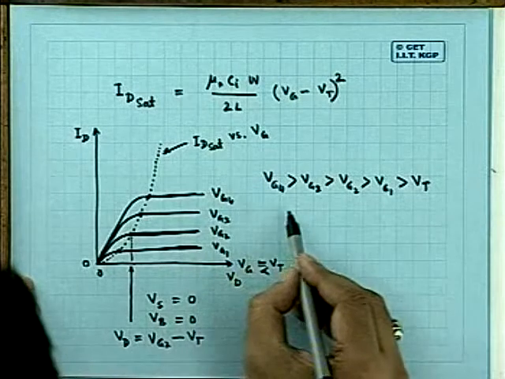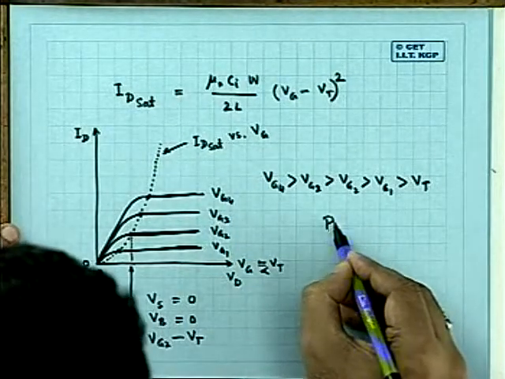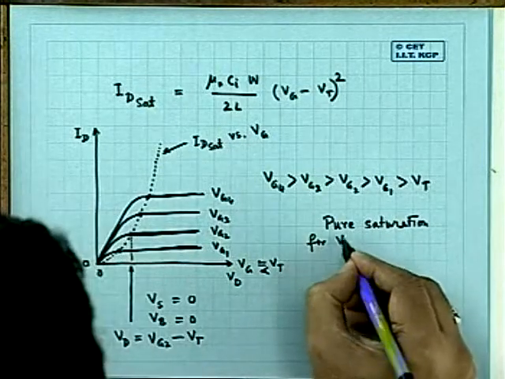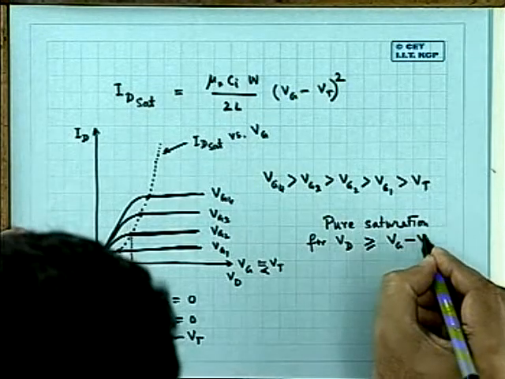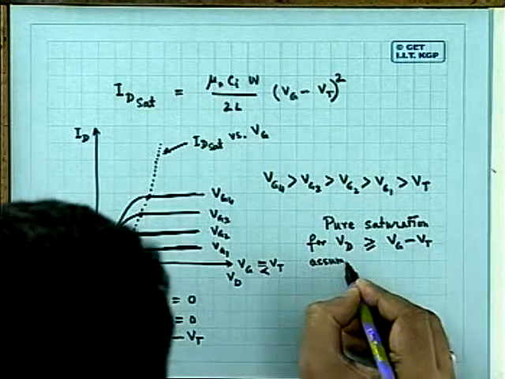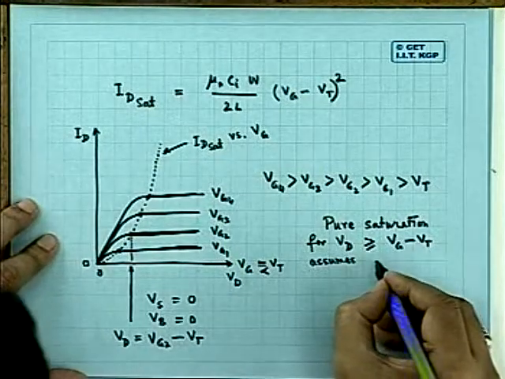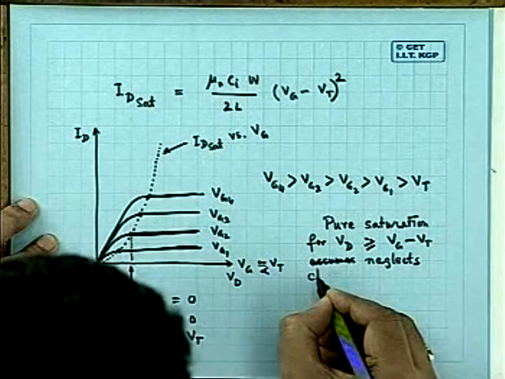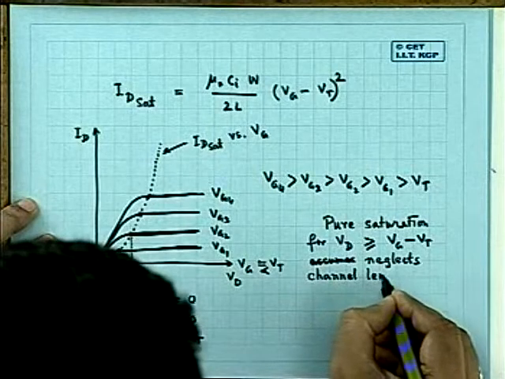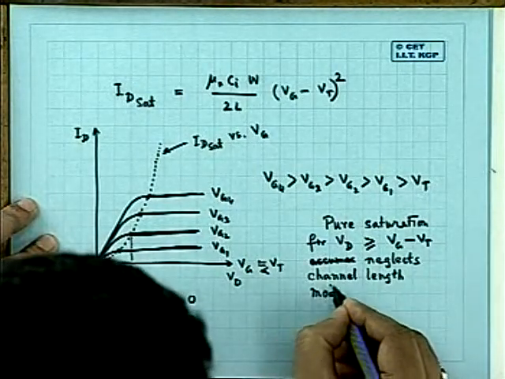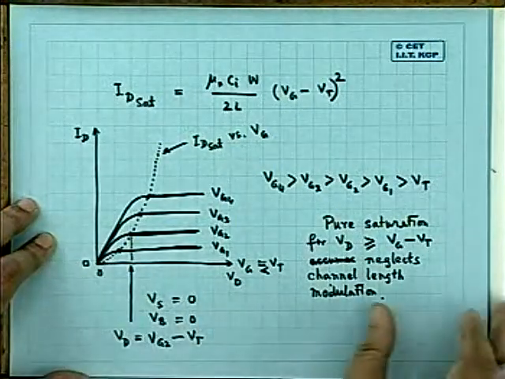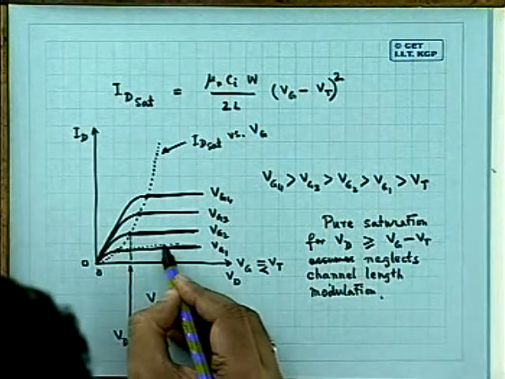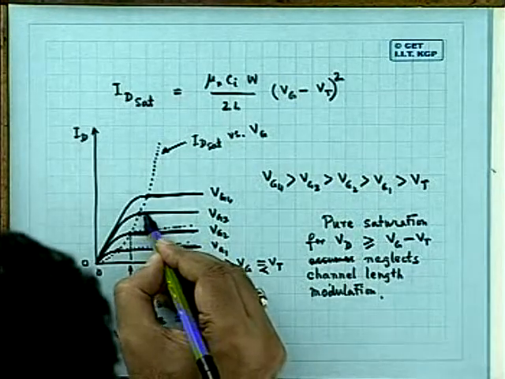Here, in fact, this is pure saturation, for VD greater than or equal to VG minus VT, which assumes or neglects channel length modulation. Actually, in this curve, there is a little rate of increase which we shall discuss afterward, and that is due to the channel length modulation, which I indicated earlier.